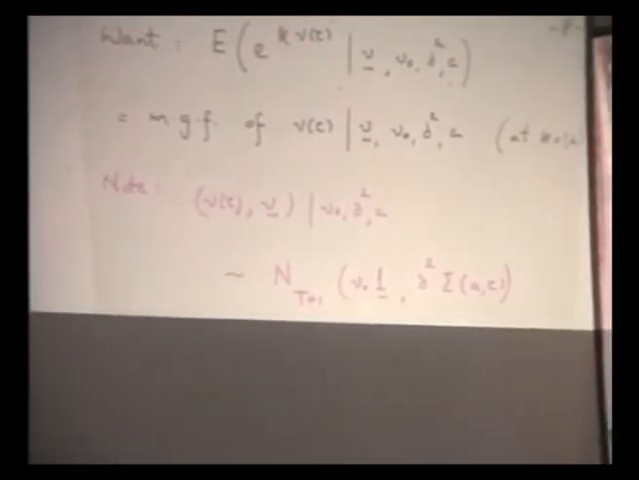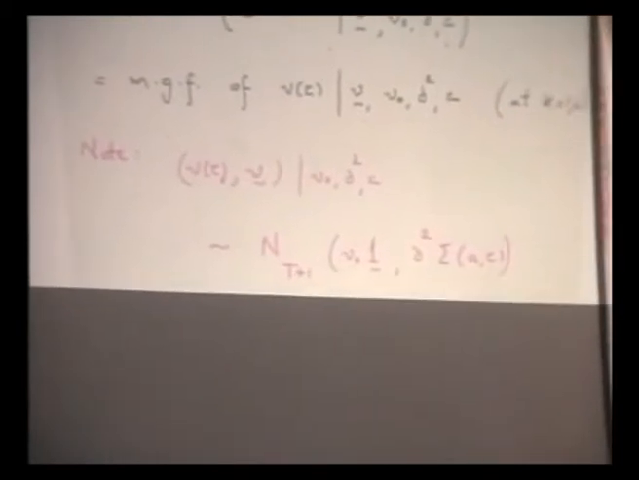Now, from the AR1 model, notice that the joint distribution of nu tau and the nu vector given these hyperparameters is simply a multivariate normal, where this sigma matrix, because of the AR1 structure, is like this. It's the standard matrix that you encounter in AR processes.